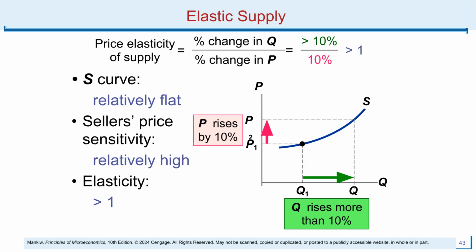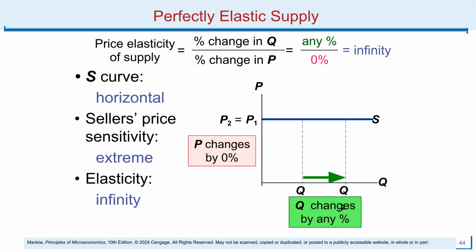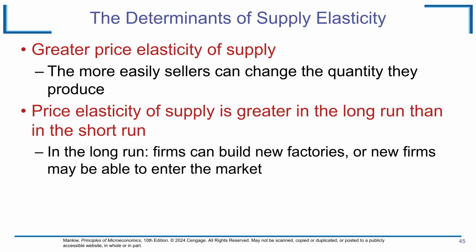With elastic supply, the curve is relatively flat. This reflects high price sensitivity among sellers, where the elasticity is greater than 1. Finally, perfectly elastic supply is represented by a horizontal line. This shows extreme price sensitivity, where elasticity is infinite. Ultimately, the price elasticity of supply depends on how easily sellers can adjust production. It is generally higher in the long run than in the short run, as firms have more time to expand capacity or enter the market.